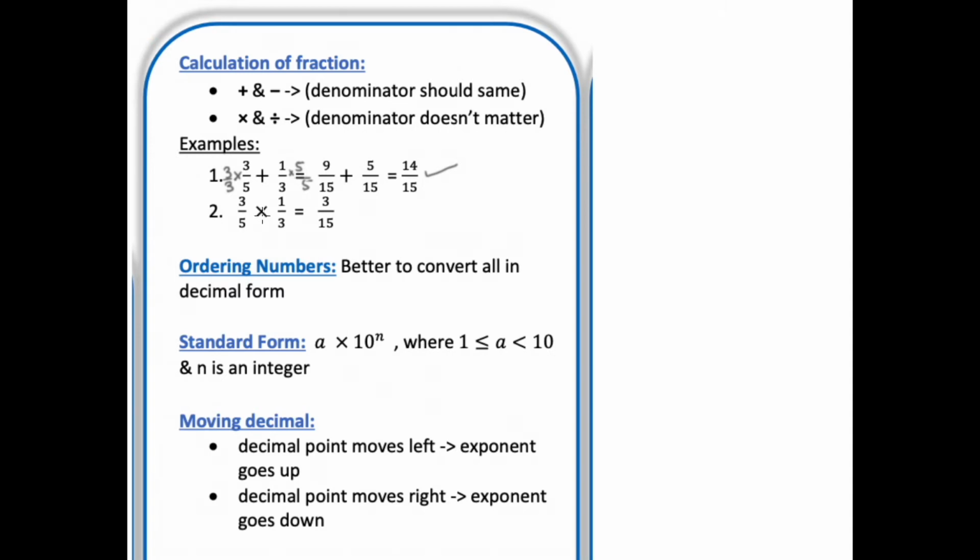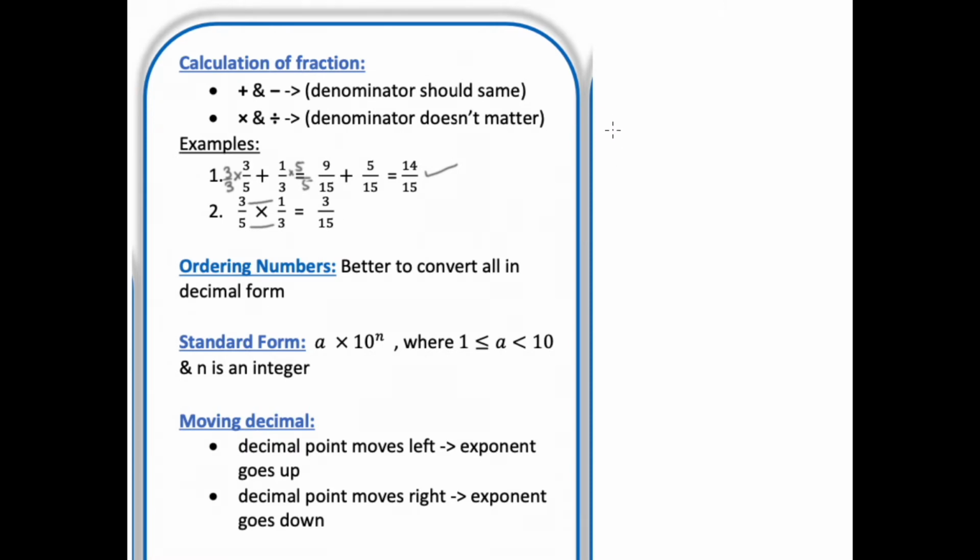Now in multiplication, as I said, the denominators don't need to be the same. So look here, they are not the same, but it doesn't matter. You just straight away times numerator with numerator and denominator with denominator. So 3 times 1 will give you 3, and 5 times 3 will give you 15.